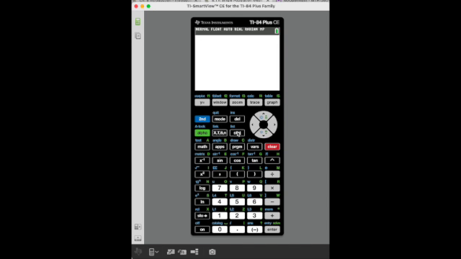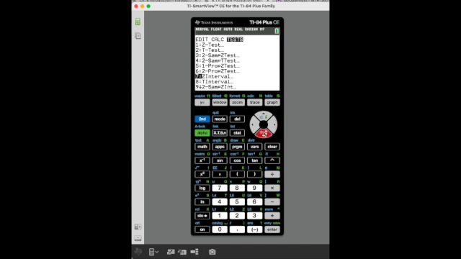What you're going to do is hit the stat button. And then you're going to arrow over. We've used the edit menu. We've used the calculate menu. Now we're going to arrow over to the test menu. We're going to scroll down and we're going to go to number 7 and we're going to find a Z interval.